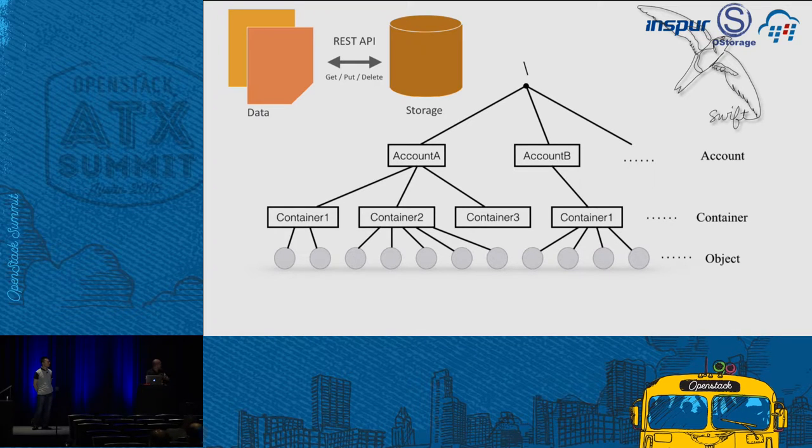And there is another account B. Under account B, there is a container named container one, and in account A there is also a container named container one. There are two containers, and the storage spaces are isolated logically. So when a user accesses Swift, he can only see containers, but does not see the account.